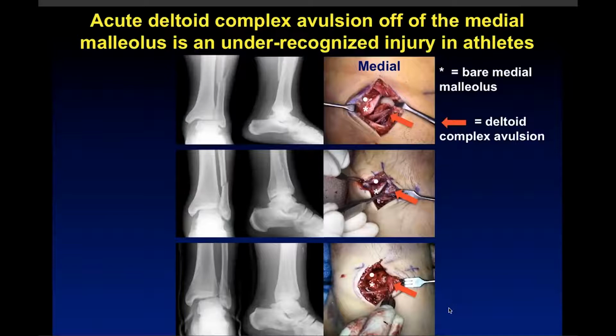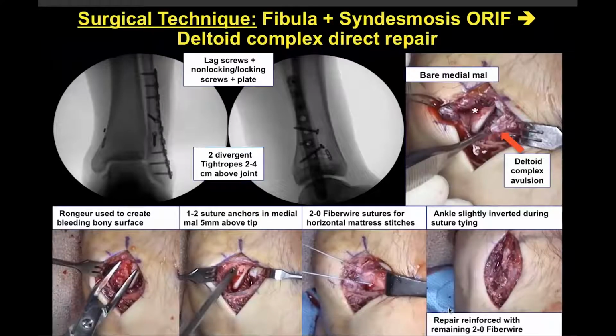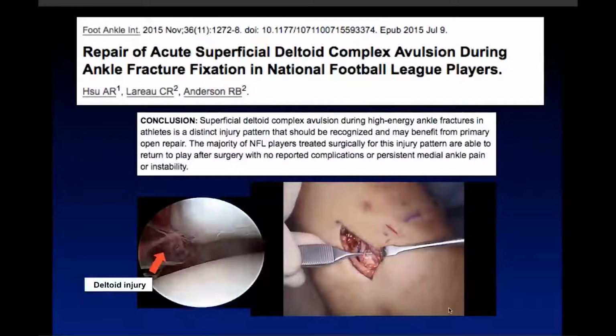But you'll see here when we open them up medially, it was a complete avulsion off of a denuded anterior aspect of the medial malleolus. So you had this deltoid complex avulsion. We went and we fixed them laterally. We did everything that Marty said, just fix the fibula, you put your syndesmotic fixation in, but also we addressed the medial side. We found the avulsion and we denuded the anterior aspect of the medial malleolus. We put an anchor in and we advanced the superficial deltoid complex back to bone.